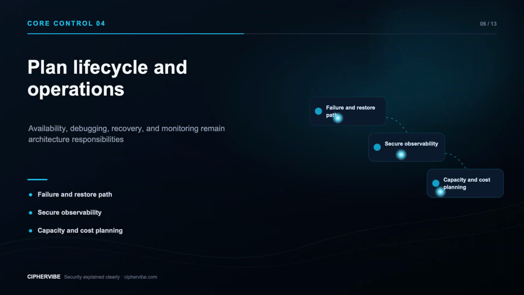The fourth building block is plan lifecycle and operations. Design operational paths for upgrade, failure, scaling, debugging, key rotation, backup, and recovery without weakening the protection model. Capture health and attestation evidence while avoiding sensitive memory or secret leakage into diagnostic logs and support tooling.